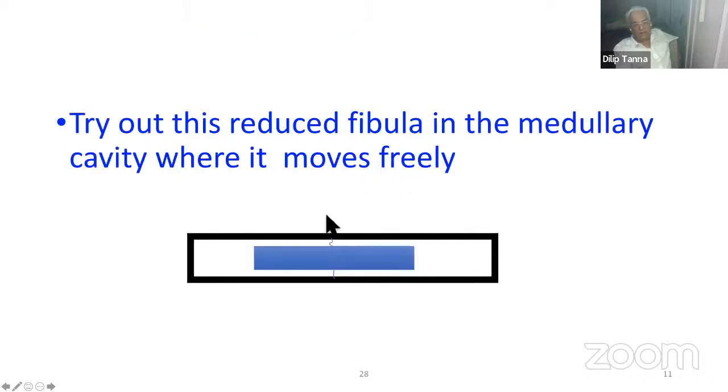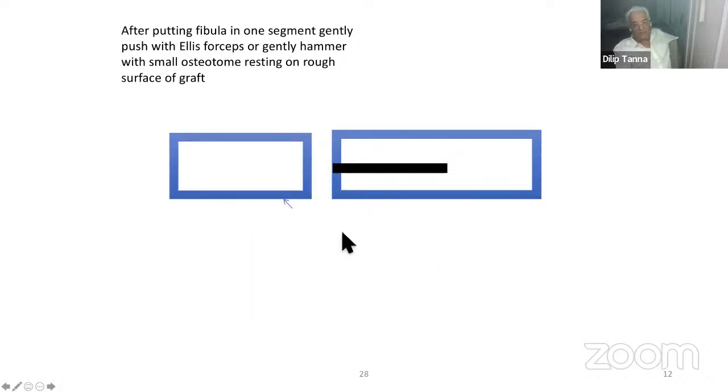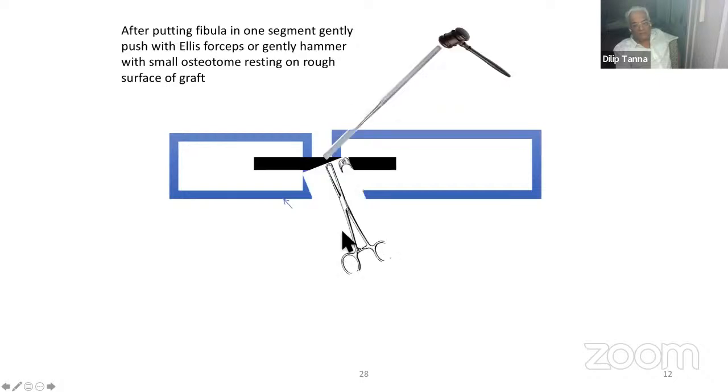Now having tried the fibula, you have to check that it goes into both the ends properly. Once it goes into both the ends, you mark the center and then angulate it and put it in. It is helped by a small thin osteotome or any sharp instrument to push the fibula back. Wherever you marked the center, that will come, and that is the place where you stop.